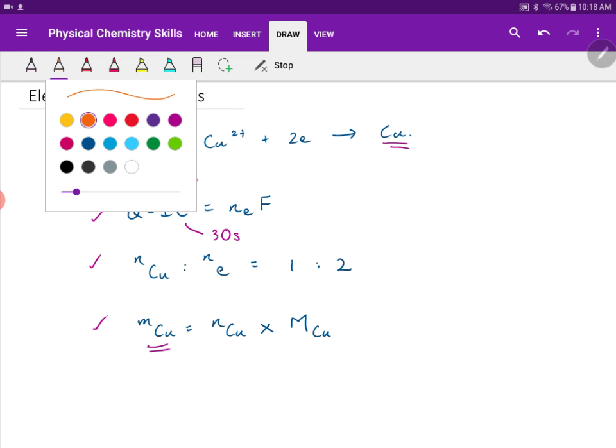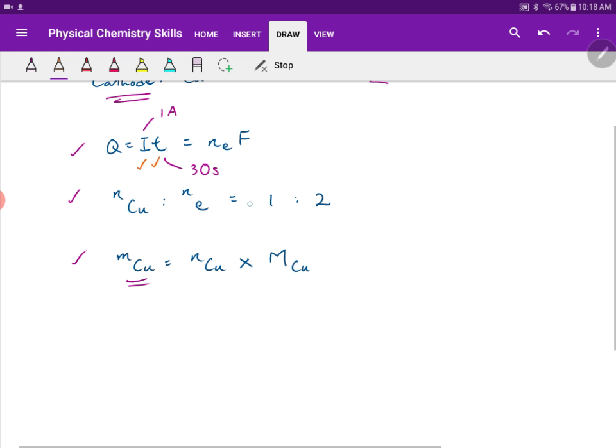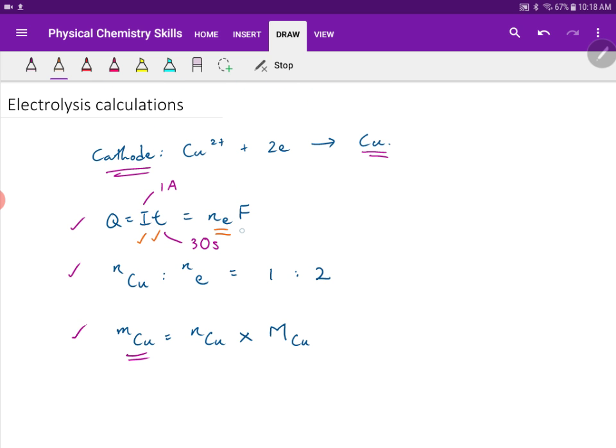The first thing I'm going to do is, since I'm given I and I'm given t, I will be able to find the number of moles of electrons, since I know Faraday's constant too. I'm going to remove this away because it is not part of our data. After I find the number of moles of electrons, I just have to compare the mole ratio with copper, 2:1, to find the amount of copper. And lastly, if I multiply the amount of copper by the molar mass of copper, which I already know, it will give me the mass of copper that will be produced given 30 seconds and 1 ampere run through the electrolytic cell.